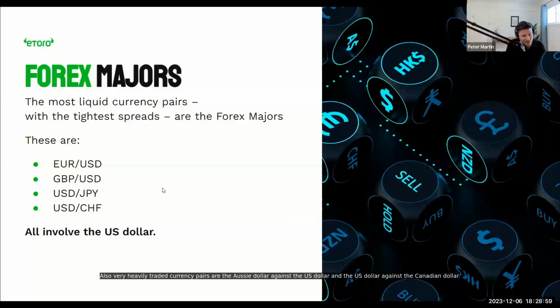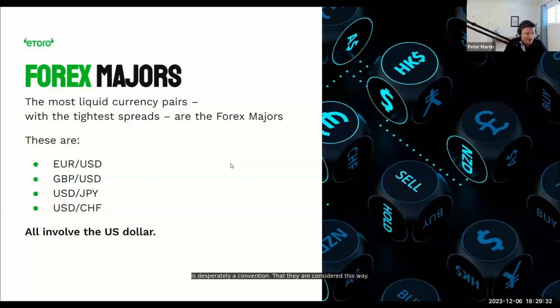Obviously, they all involve the US dollar. Also, very heavily traded currency pairs are the Aussie dollar against the US dollar and the US dollar against the Canadian dollar. Sometimes they get lumped in with the majors, but they're also sometimes referred to as commodity currencies, along with the New Zealand dollar against the US dollar. They are almost like the majors in terms of the volumes that they trade.